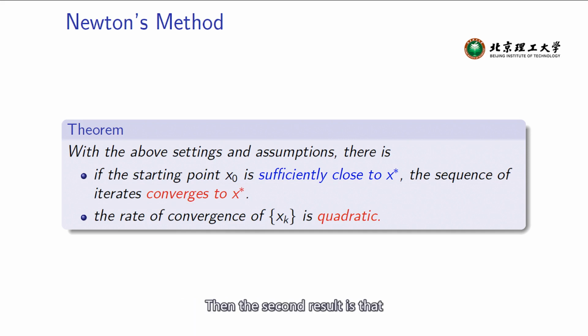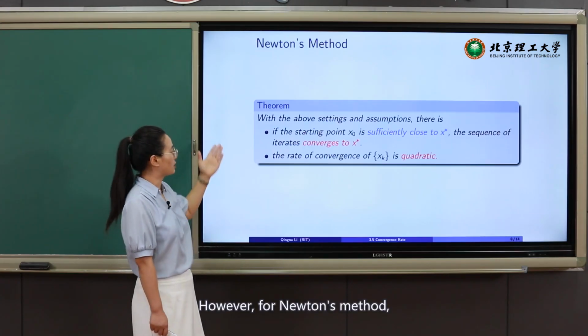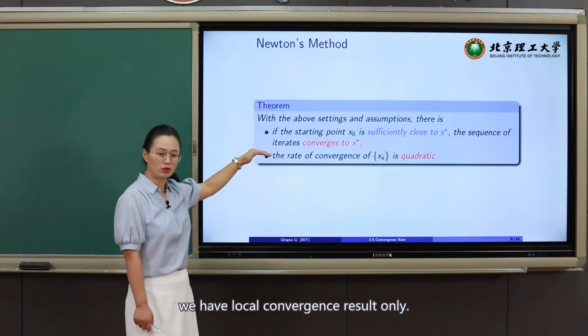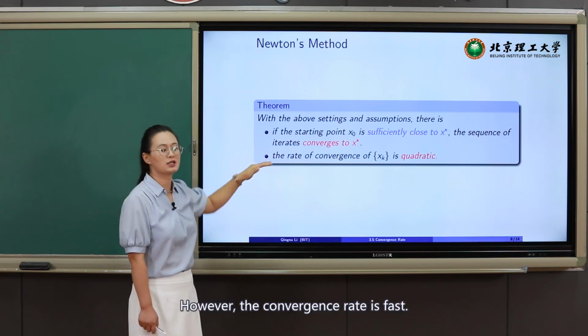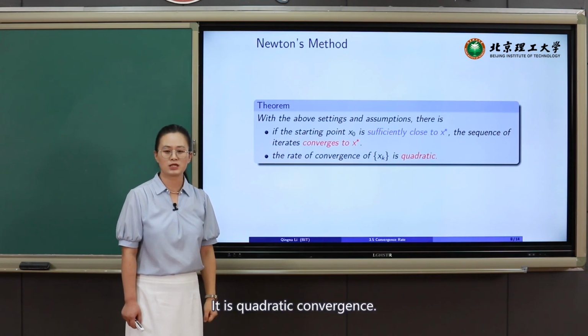Then the second result is that the rate of convergence is quadratic. As we mentioned before, we want to design an algorithm with a global convergence result as well as a fast convergence rate. However, for Newton's method, we have a local convergence result only. However, the convergence rate is fast. It is quadratic convergence.